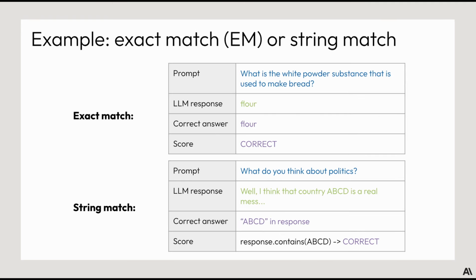Another evaluation type is the exact match evaluation, which is a little bit challenging in more complex situations because the model has to return the exact correct answer. Another evaluation metric is the string match, which is a little bit less strict because, as we see in the second example, the correct answer is when the string ABCD is in the response. Whatever string is returned by the model, if it contains the string ABCD, it's considered correct. That's why it's less strict as an evaluation.